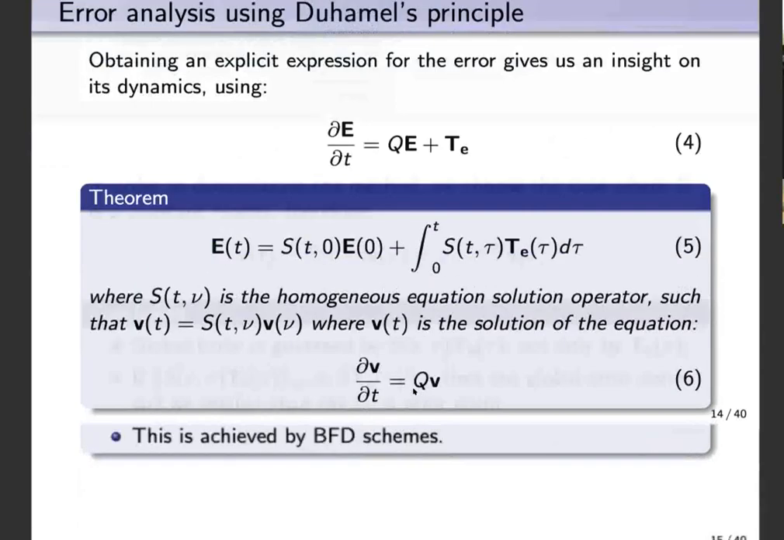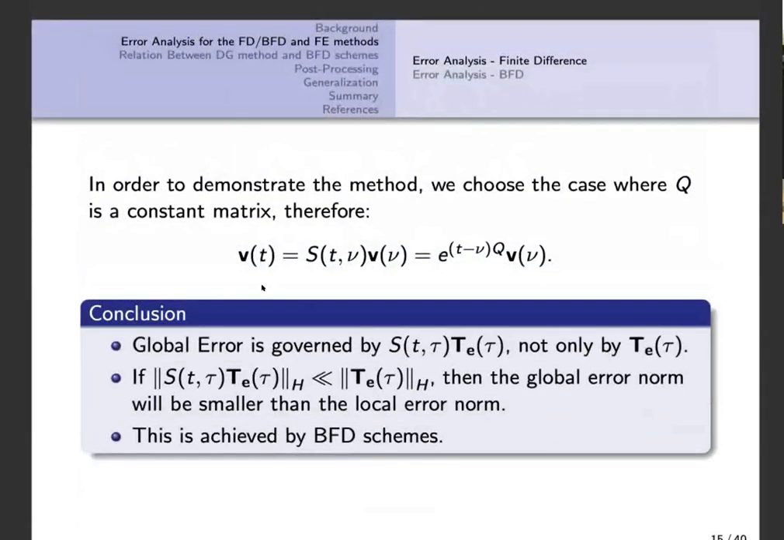So if we can get to the situation where the norm of this truncation error applied to this solution operator is much smaller than the norm of the truncation error itself, then we get exactly the error inhibition effect. Meaning that the global error norm is smaller than the local error norm. So this is exactly what the block finite difference scheme is achieving.